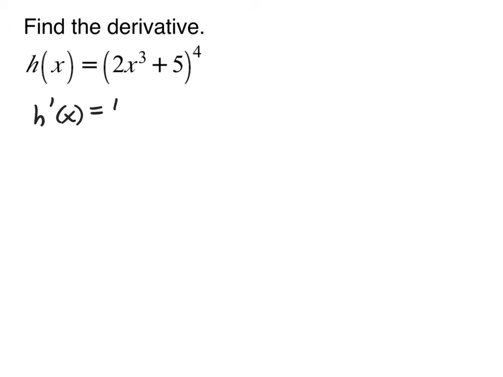And so I'm going to be doing 4 times the exact same thing cubed, so my 2x cubed, I'll even write that in a different color here, just to make it clear where that inner function is coming into play. And then I got to multiply that by the derivative of the inner function, and so the derivative of 2x cubed is going to be 6x squared, and then the derivative of 5 is 0, so that just goes away. And so then this is our derivative.